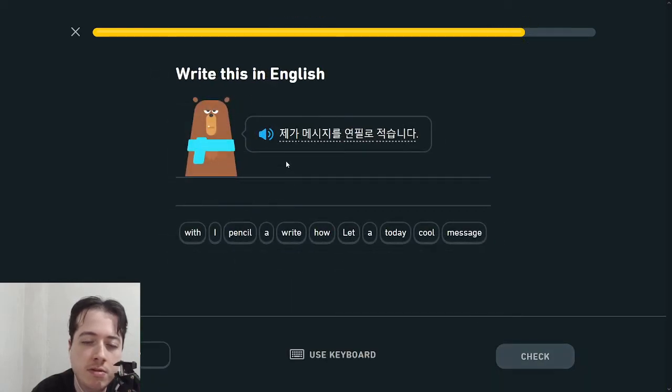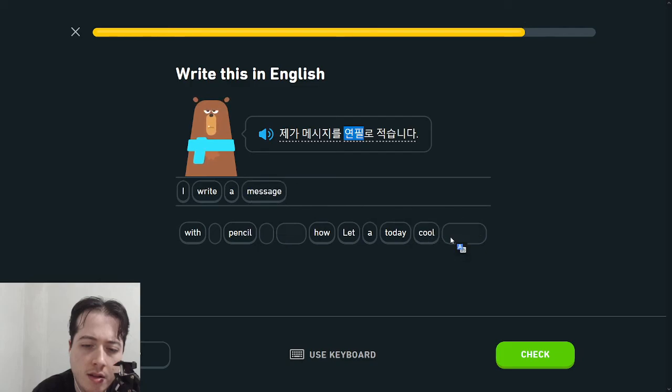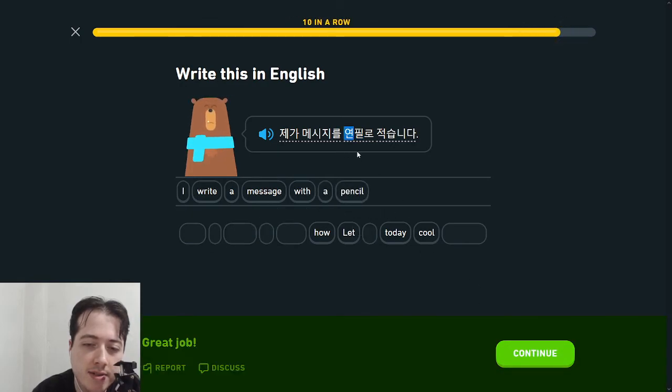제가 메시지를 연필로 적습니다. My message, 연필로. I write a message, 연필. Oh, it's with a pencil. So 연필 is pencil, and then 로 is with.